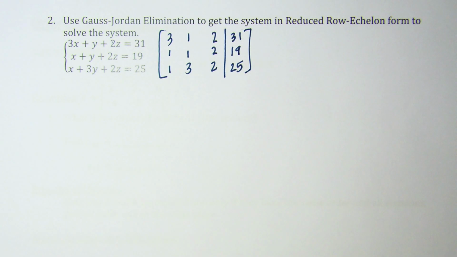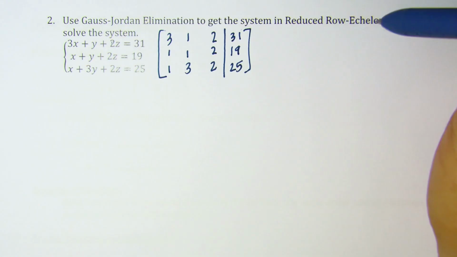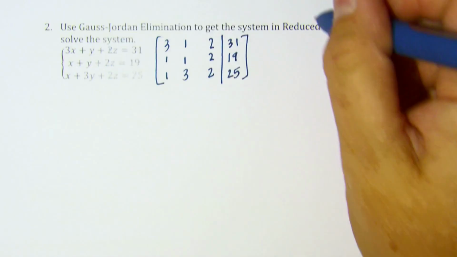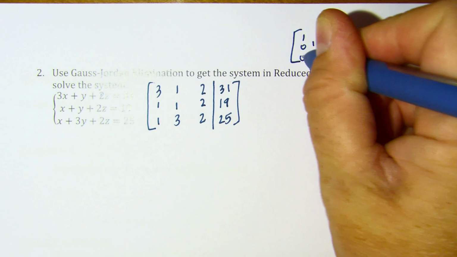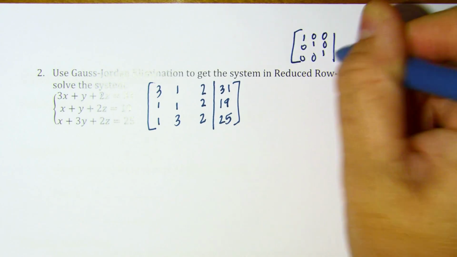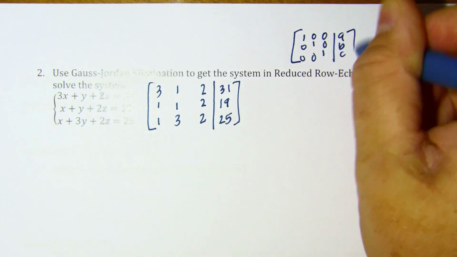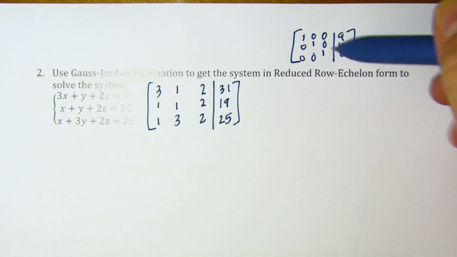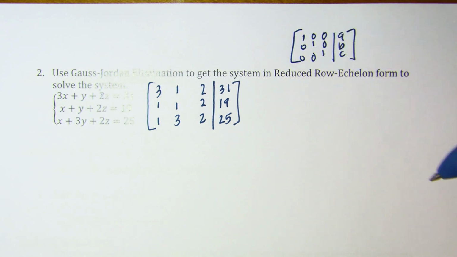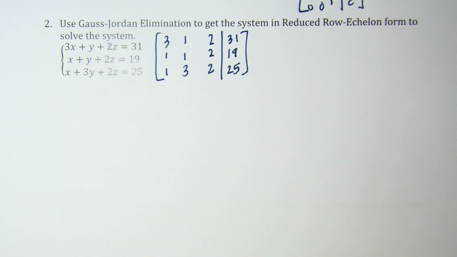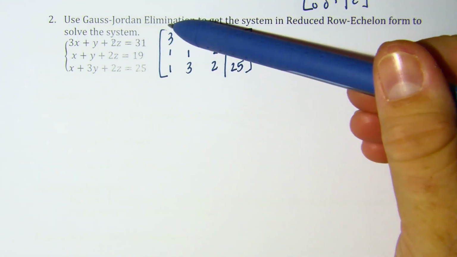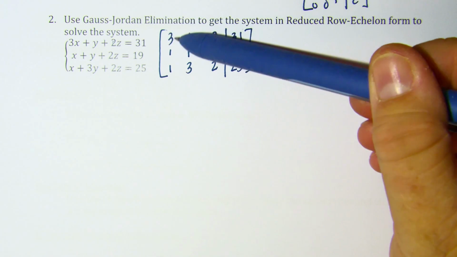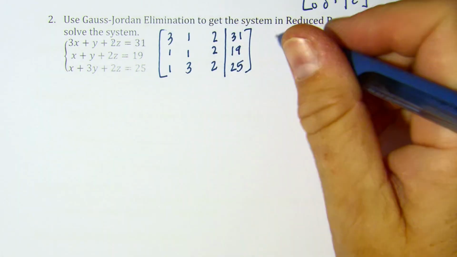And I'm going to try and get it into reduced row echelon form. So what I want is to see this in the form where we have ones down the main diagonal, zeros above and below, and then numbers on the other side, and that'll tell me x equals a, y equals b, z equals c. So the first thing we want is to have a 1 right here. That's the first thing we want. So I'm just going to switch rows 1 and 2.